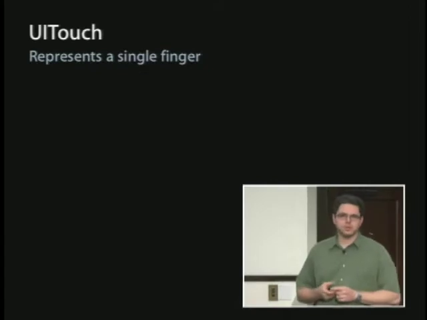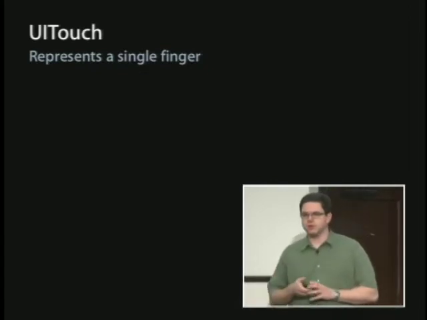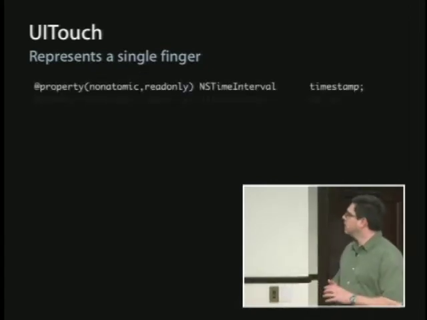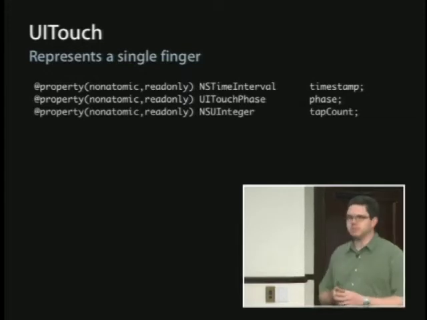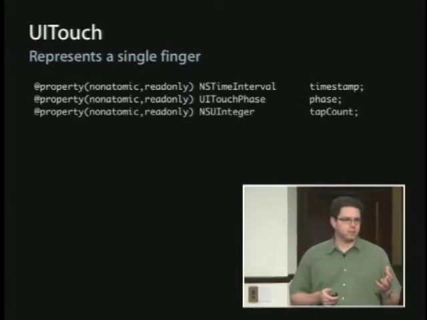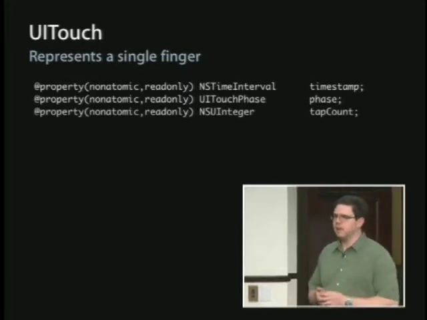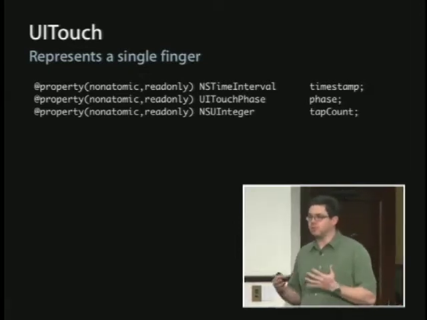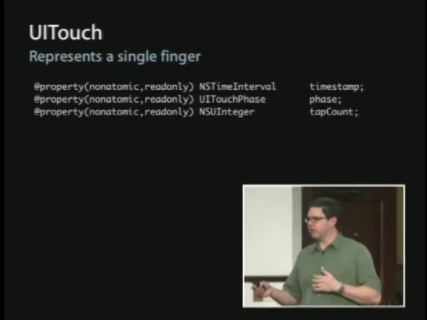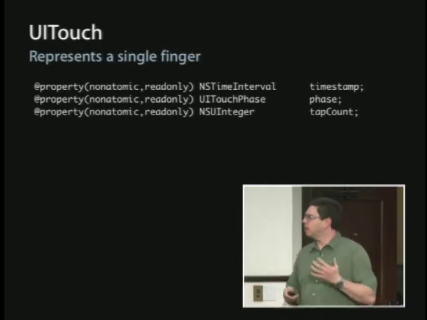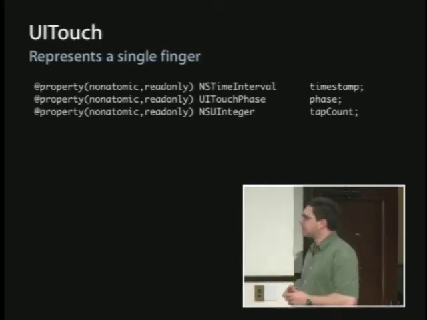So how's that represented in the application? There's a class called UITouch that represents a finger on the screen. It has several different properties: a timestamp that represents the last time the touch was modified in some way, a phase, which indicates what the touch is doing right now. Did it just begin? Is it moving? Is it stationary? Has it just ended? Things like that. And a tap count.